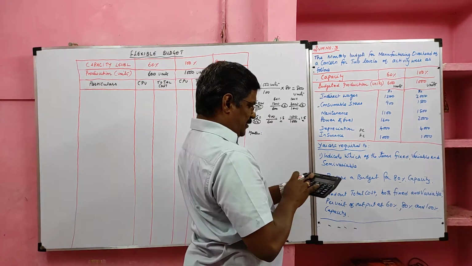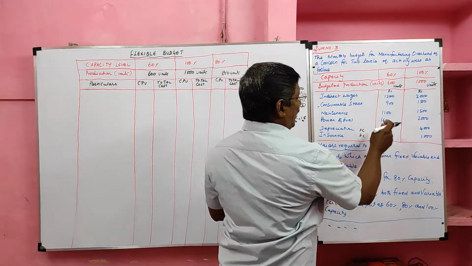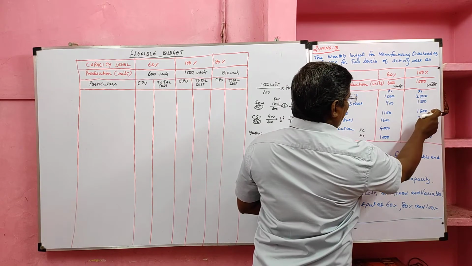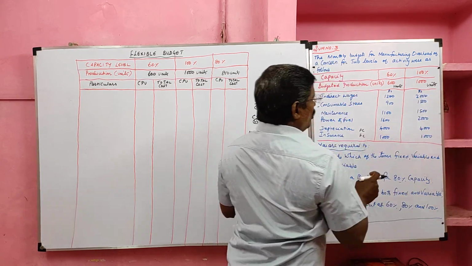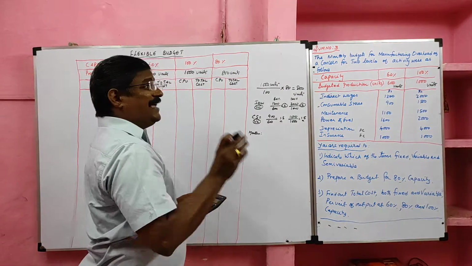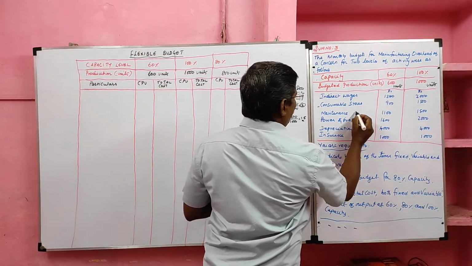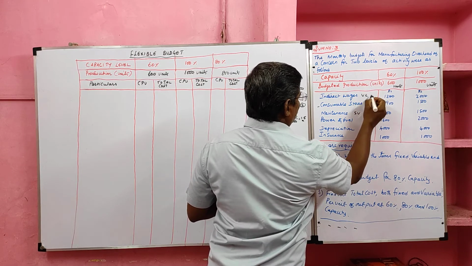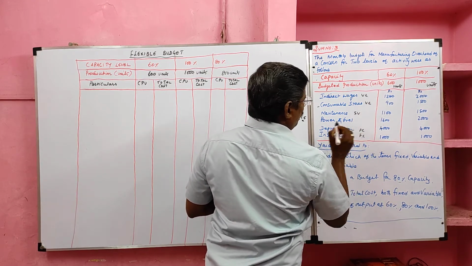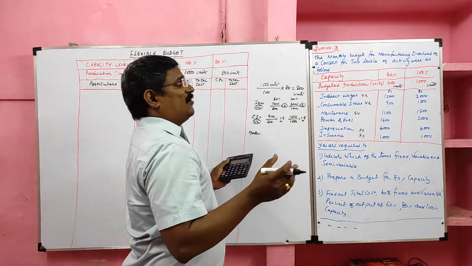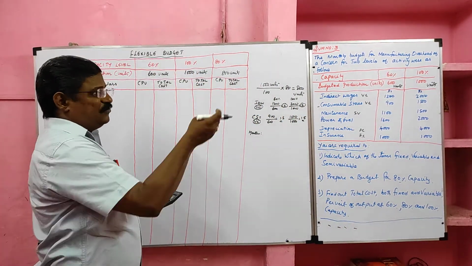1500 divided by 1000 units. They are spending here at 1.83. Here they are spending at 1.50. So what happened? We are not getting the same variable cost per unit. So this is considered to be semi-variable. This is variable cost. This is variable cost. These two fixed cost. Maintenance is a semi-variable, because the cost per unit differs.